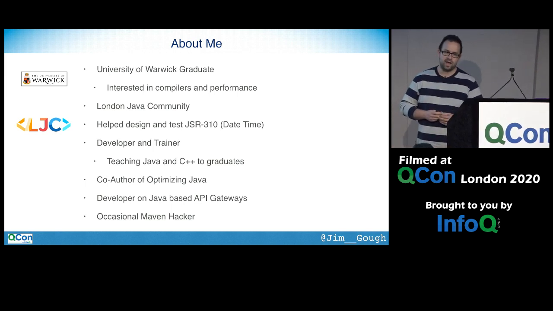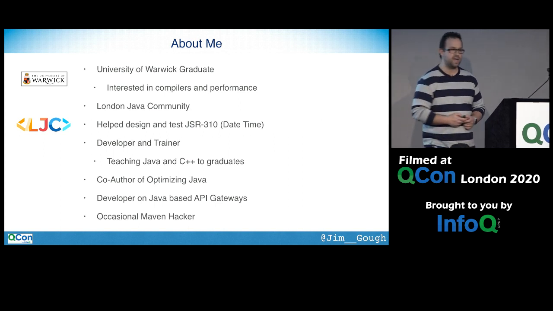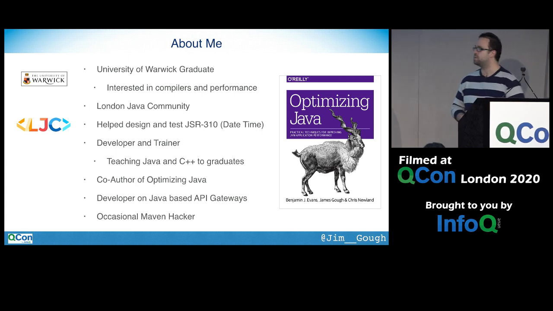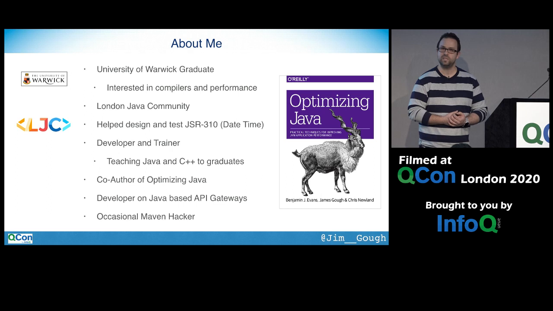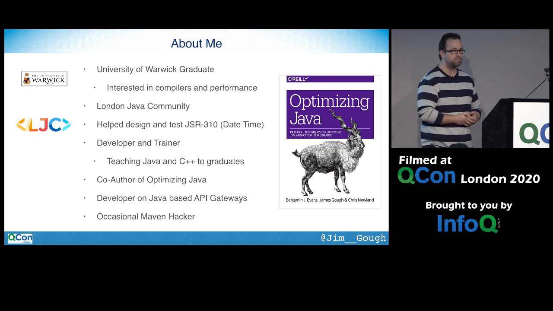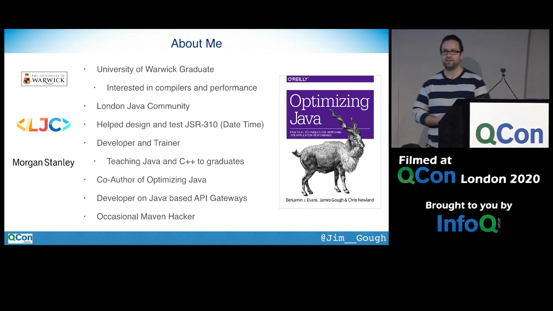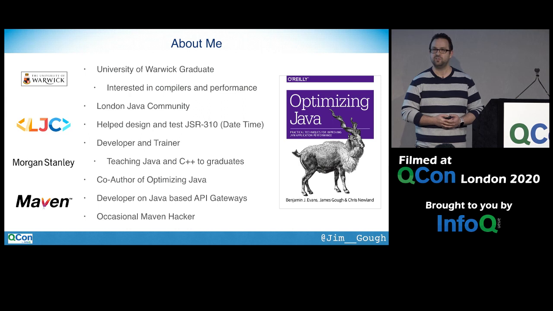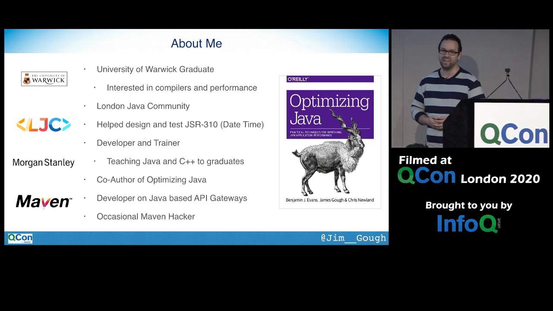Whilst I was doing that, I met someone called Ben Evans, and some of you may have been in his session earlier today. We wrote a book together called Optimizing Java. Through the connections of the LJC, we wrote something that was really an interest of mine, and it was a really cool book to work on. My day job is working on API gateways and API platforms at Morgan Stanley, and I'm also an occasional Maven hacker as well. So if you see various banter around Maven and Gradle on Twitter, that's why.